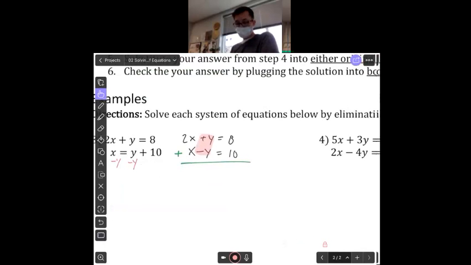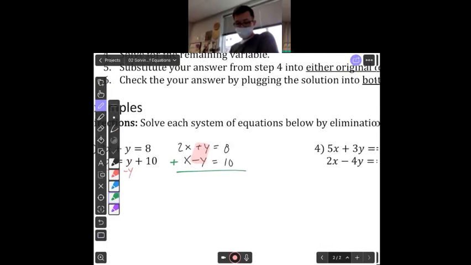Of course, 2x plus x is 3x. Those cancel. And 8 plus 10 is 18. Of course, we'll just divide by 3. X equals 6.